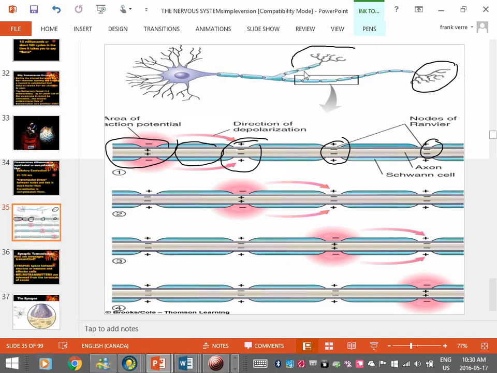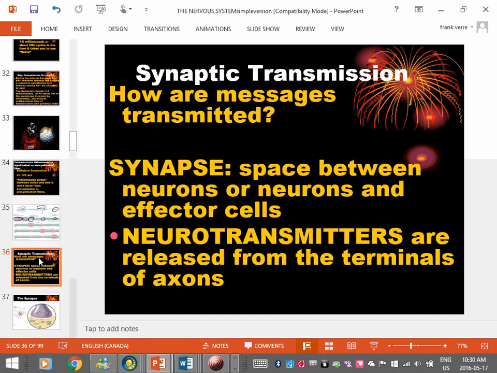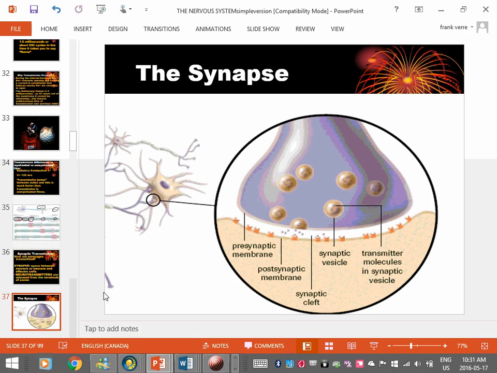So when it gets to the end, what happens? So what we're going to talk about today is synaptic transmission. Okay? What actually occurs at the synapse, which is the connection between one neuron and another neuron, or between one neuron and a muscle. Okay? So the synapse is going to look something like this.